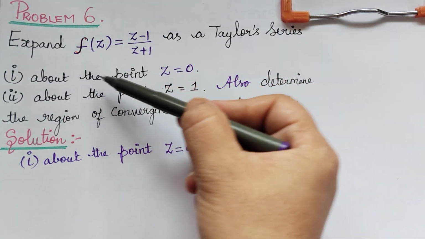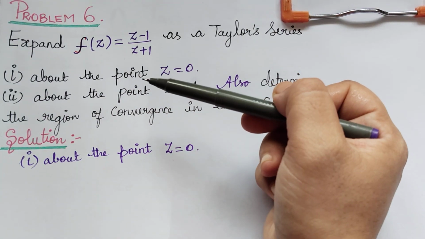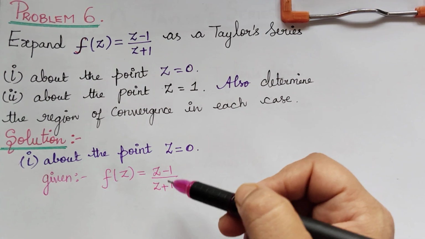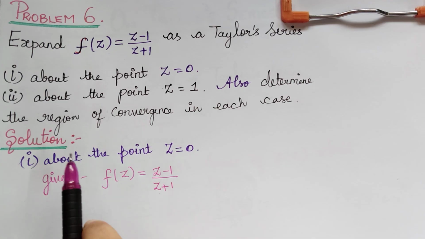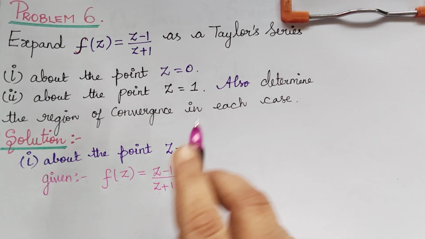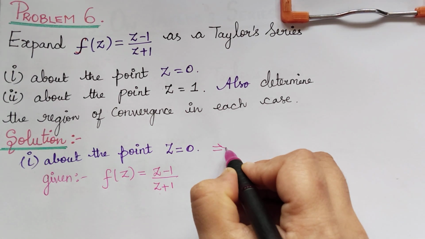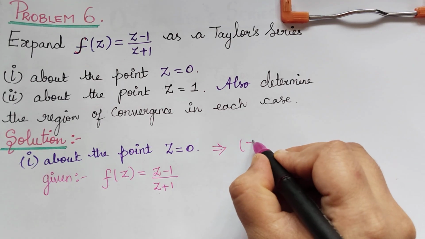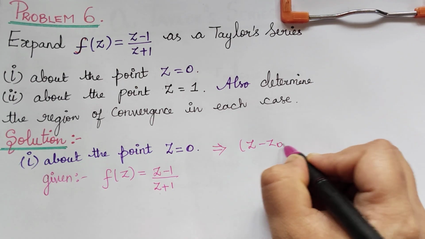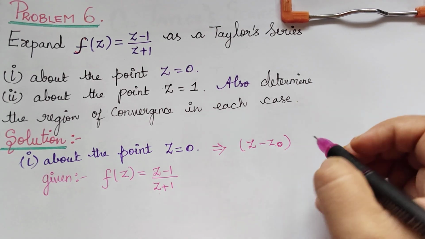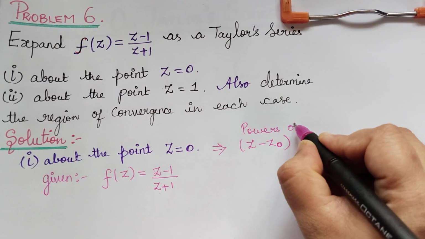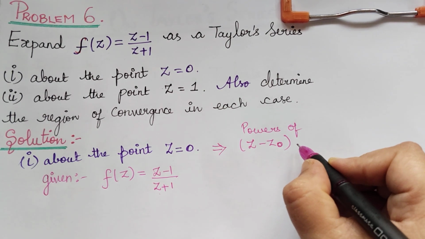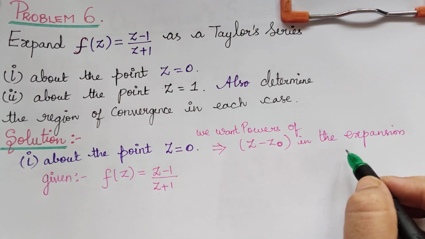For that, first we shall write the given function f of z. So we have written the function. Now we want to expand this into Taylor series expansion about the point z equal to 0, which means that we want to have the powers of z minus z naught in the expansion. So what does that mean?